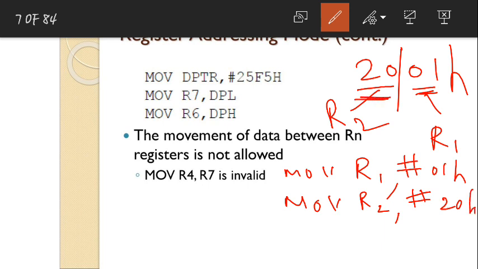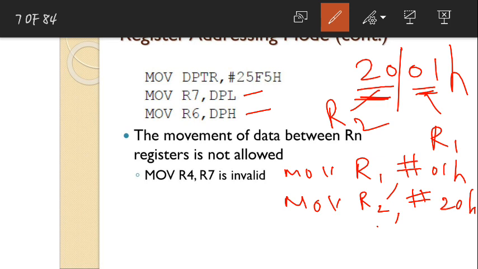Okay, this also I moved to R2. Now R1 has 01 and R2 has 20. Now next what should I do? I should move this R1 and R2 into DPTR. So I directly can't move because this is of 8-bit size and DPTR is of 16-bit size. So I'll take this DPL and DPH.